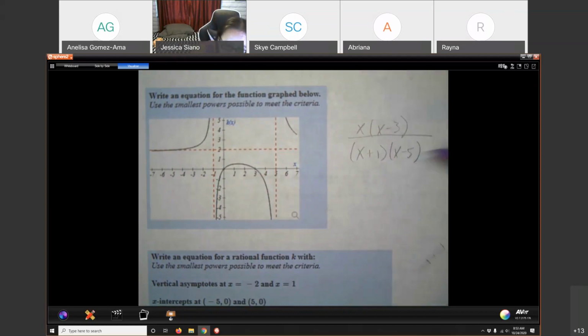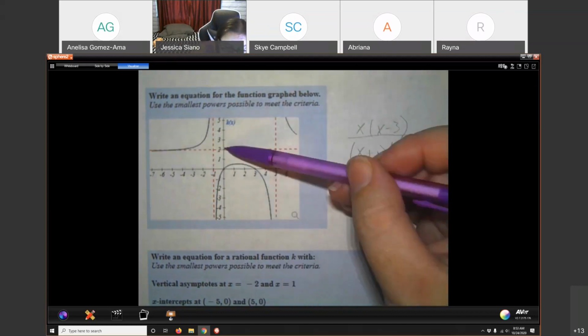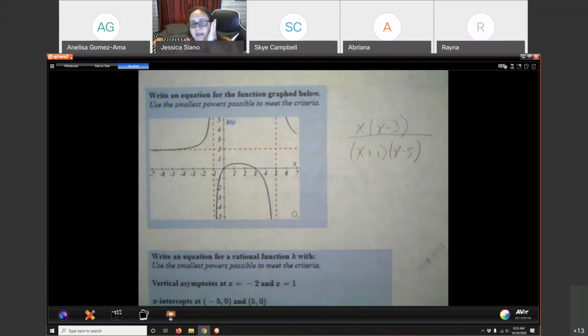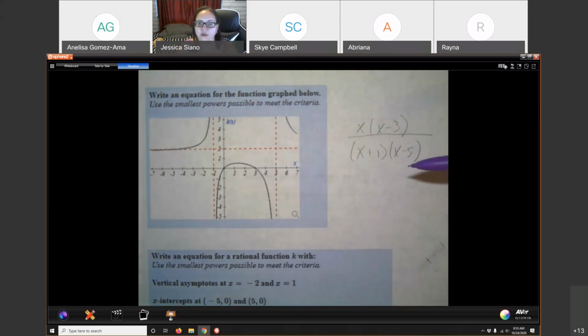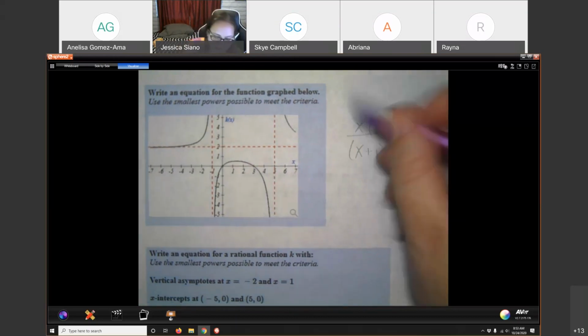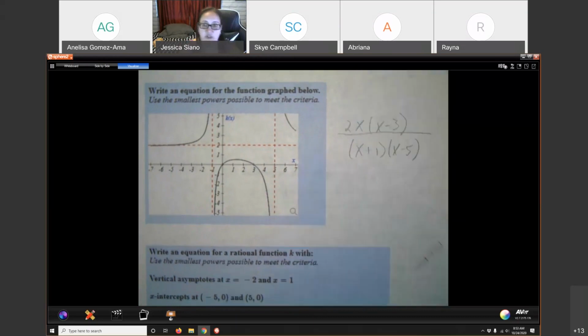And now I see here that I have a horizontal asymptote at 2. So that means that I had the same degree top and bottom, because if you have a horizontal asymptote anywhere besides 0, then you had to have the same degree top and bottom. So I do have same degree top and bottom. This would be an x squared. This would also be an x squared. But a horizontal asymptote at 2 means that my leading coefficients must reduce to 2 over 1. So that would need a 2 on the top.